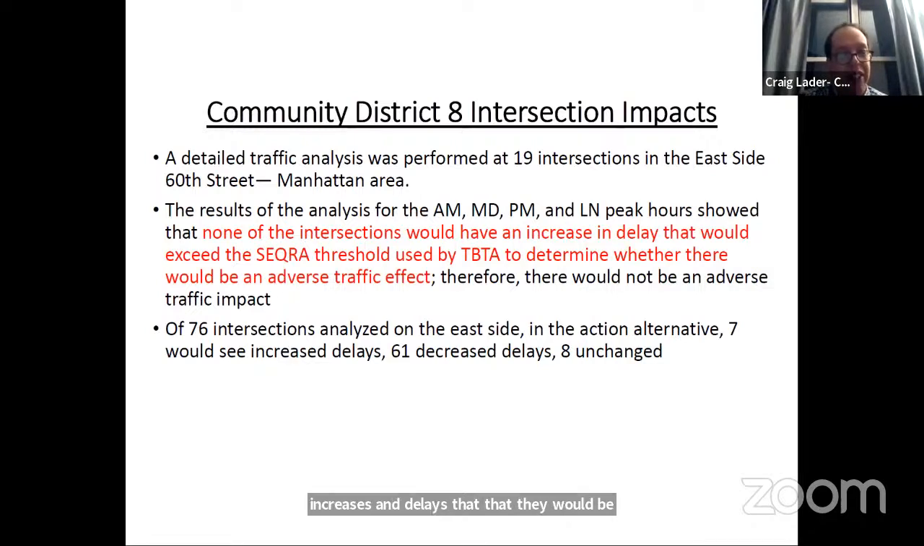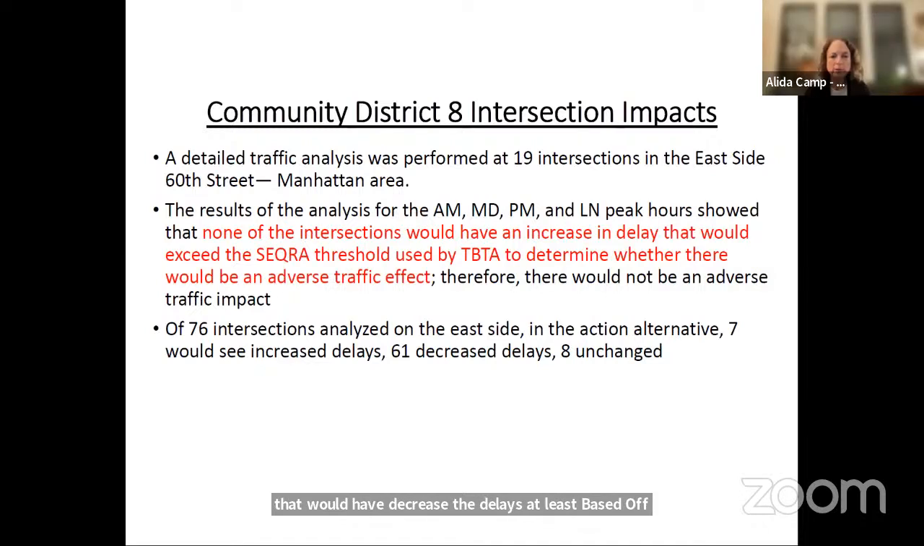So of the 76 intersections assessed on the east side, 7 would see increased delays, 61 decreased delays, and 8 would remain unchanged. So as I said, there are a few that may see increased delays, but they don't cumulatively rise to the level of being considered a significant impact because they're offset by those that would have decreased delays, at least based off of the modeling from the environmental assessment.